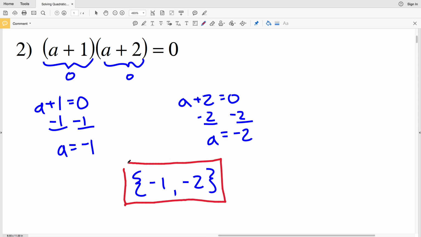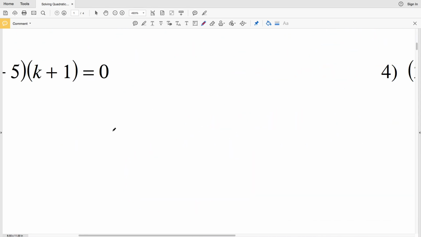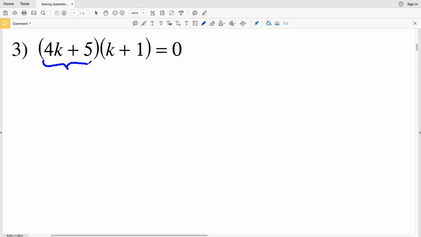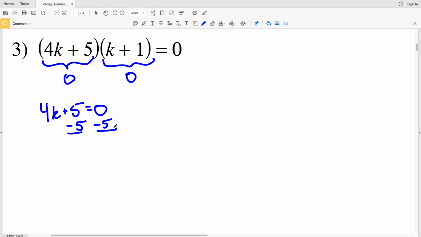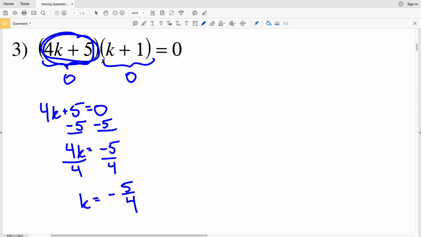And this quadratic is a factored quadratic. In number 3, 4k plus 5 equals 0 to make this equation true, or k plus 1 equals 0. So when 4k plus 5 equals 0, we'll subtract 5 from both sides to get that 4k is equal to negative 5. Now we'll divide by 4 to get that k is equal to negative 5/4. So when k is negative 5/4, 4k plus 5 is equal to 0. And 0 times k plus 1 will equal 0.